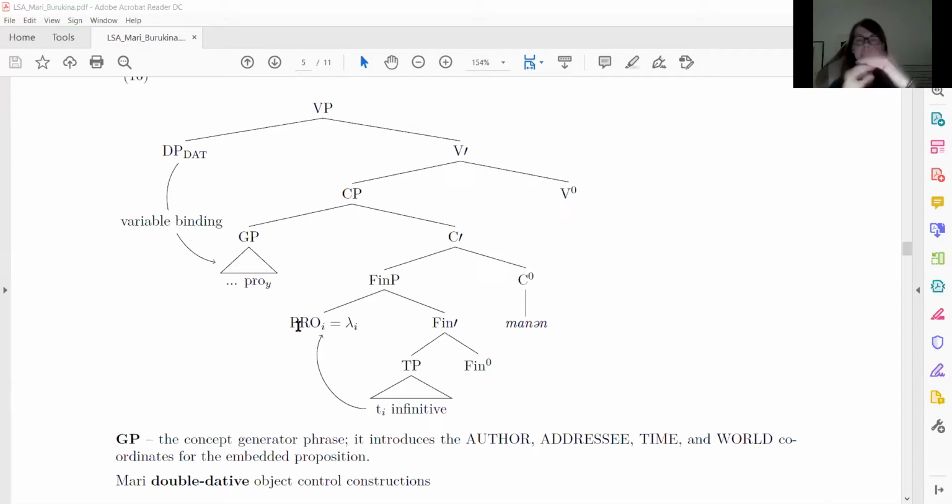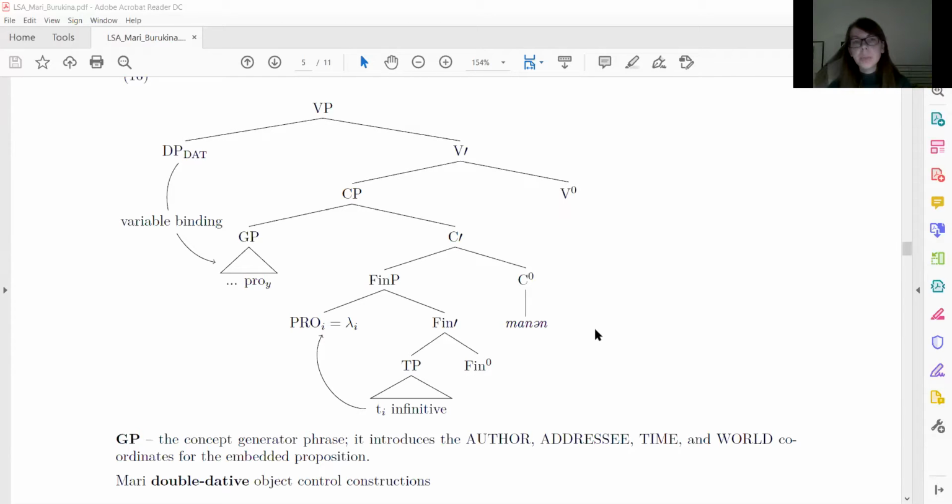So we have these like 2 tiers, basically. On top of that, we have this variable binding between the controller and this little pro addressee discourse variable. And lower, we have this predication established between this little pro variable and this big pro embedded subject. And again, this is Landau's analysis. This is not an original proposal of mine.